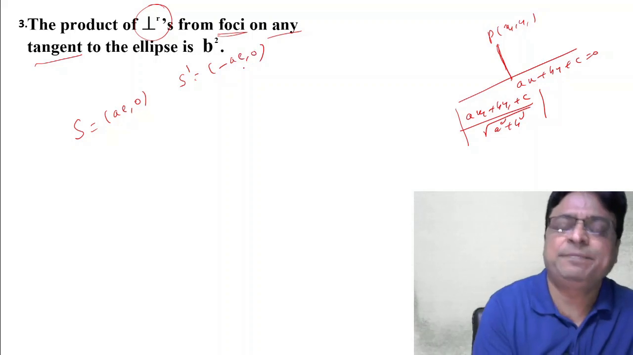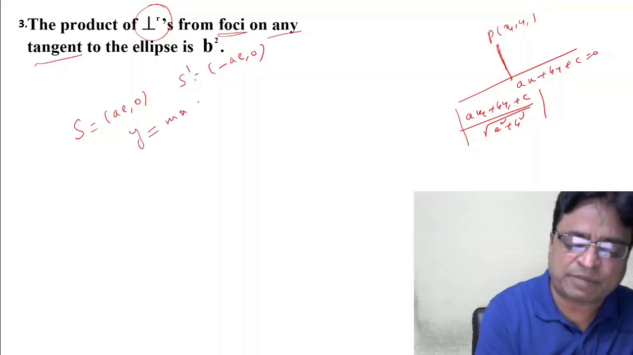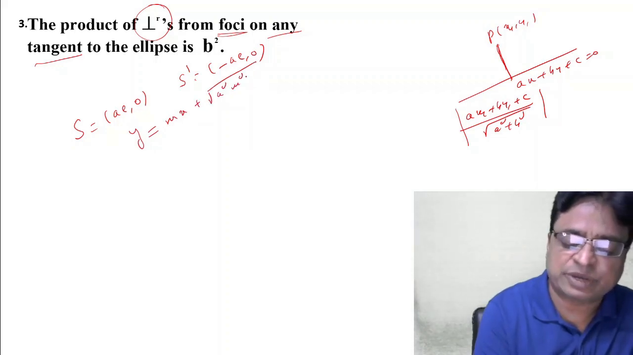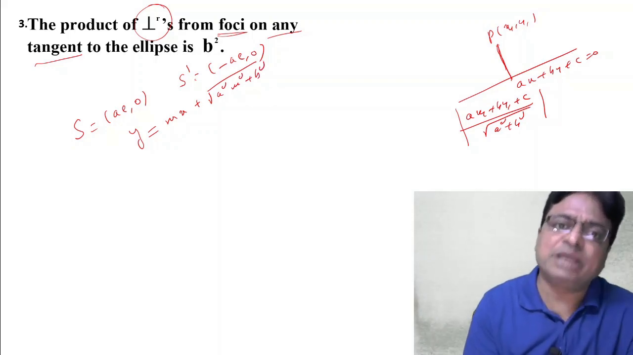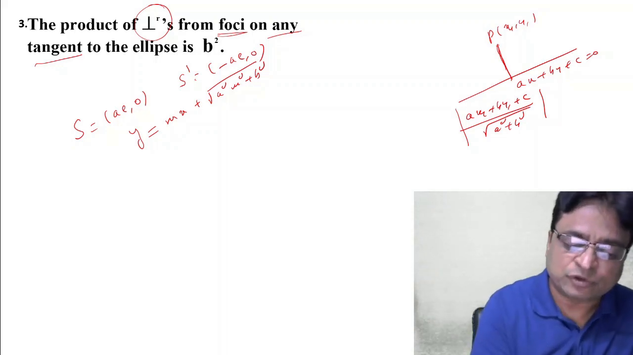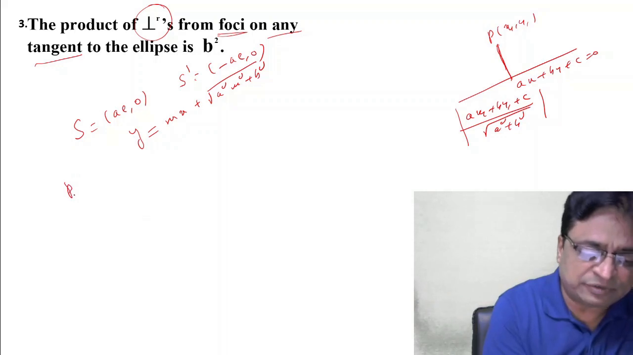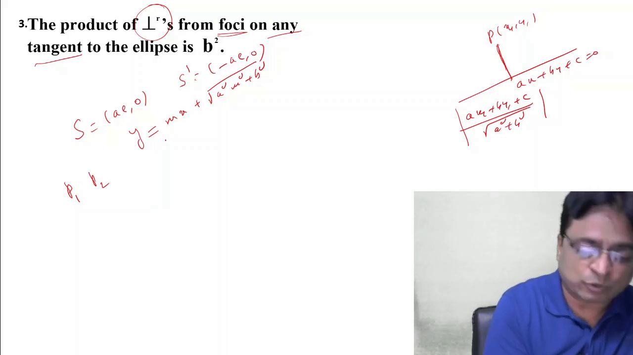These are my foci. And the equation of any tangent to the ellipse in slope form, I am taking y equal to mx plus root of a square m square plus b square, or you can take y equal to mx minus root of a square m square plus b square, the choice is left to you. So these are the two lines and the points are given. Let P1 be the perpendicular drawn from S onto this one, and P2 the perpendicular drawn from S dash onto this one. So what is my P1?